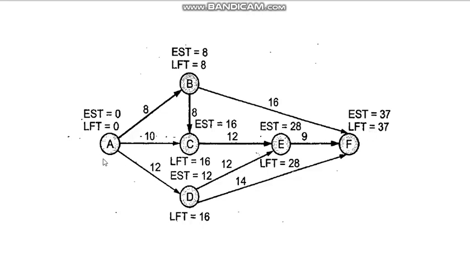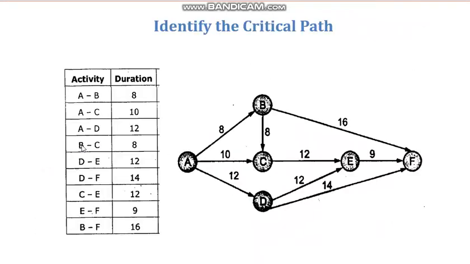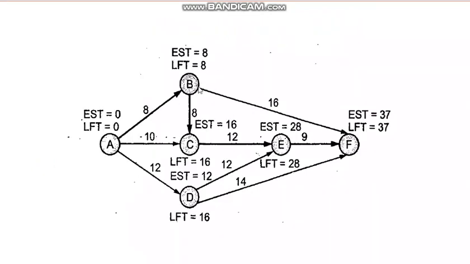Okay, so like this you have to calculate the EST values and LFT values. That means early start times of every event and latest finish time of every event. Okay, now what was the question for us? The question for us was, we have to identify the critical path. Now the critical path, how to identify?